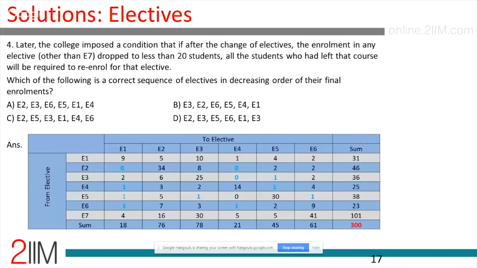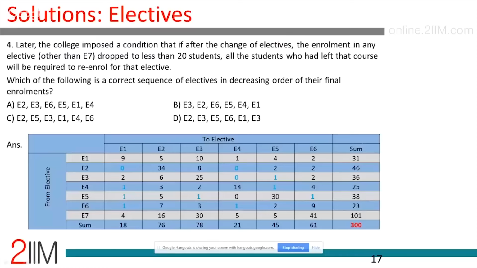Right? So later, the college imposed a condition that after the change of elective, the enrollment in any elective other than E7 dropped to less than 20 students. All the students who had left that course will be required to re-enroll for that elective. Which of the following is a correct sequence of electives in decreasing order of their final enrollments?